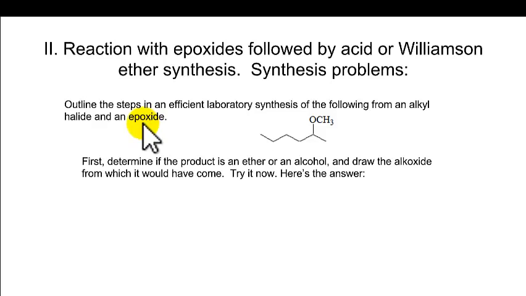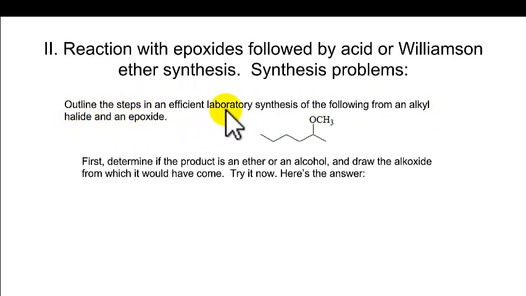Now you might stop and think, if you're thinking critically, don't you have to have a Grignard reagent to do this, or an organolithium to do this? And the answer is yes, you do. So therefore, since you're not allowed to start with a Grignard or an organolithium, you're going to have to make it from an alkyl halide, but you know how to do that.